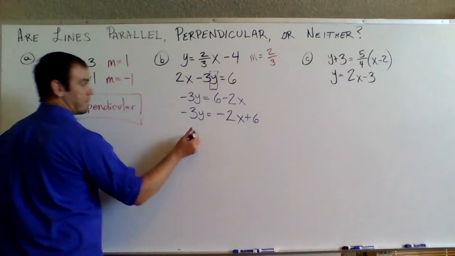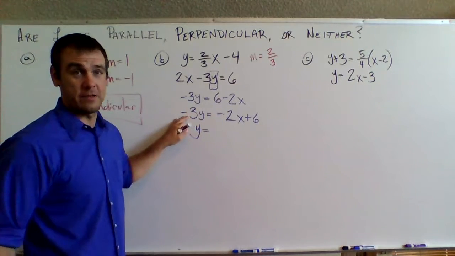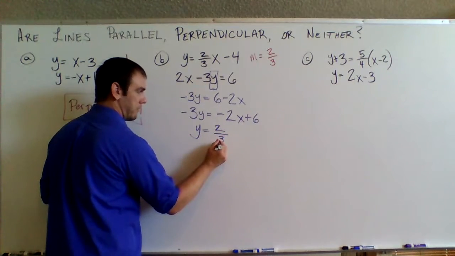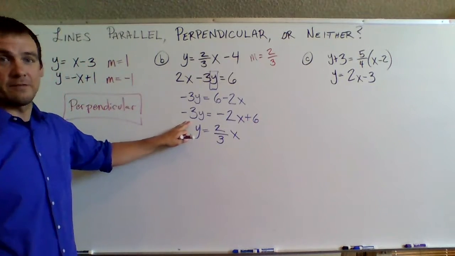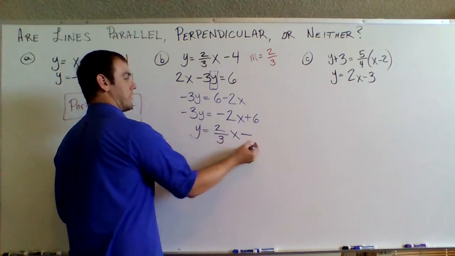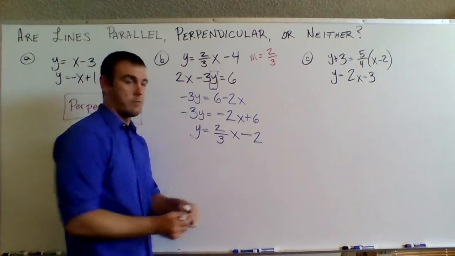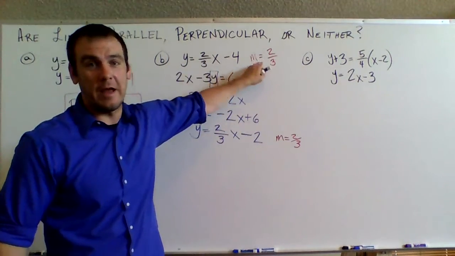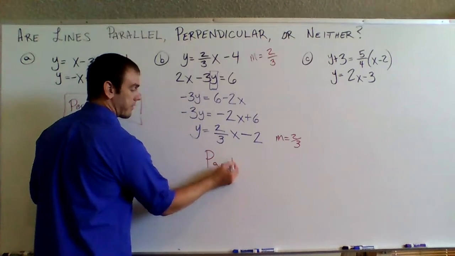Then my last step here is divide by -3, so I get y equals. Here we have a negative divided by a negative, which is going to be a positive. 2 over 3 does not reduce, so I'm going to leave it as 2 over 3 x. Positive 6 divided by -3, well, positive divided by negative is going to be a negative. 6 over 3 is going to be 2. So my slope here is going to be 2/3. My slope is 2/3 on my first line. My slope is 2/3 on the second line. That means they are going to be parallel lines.